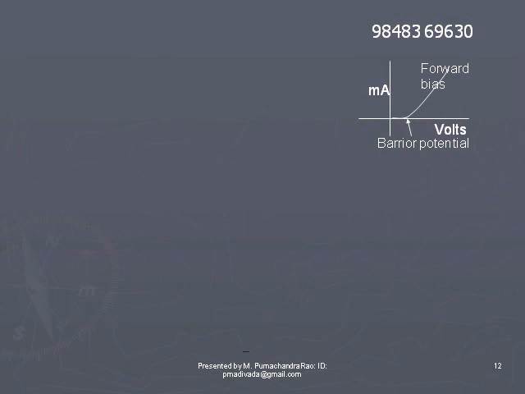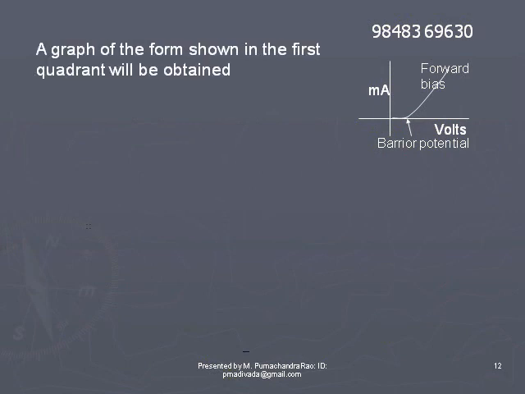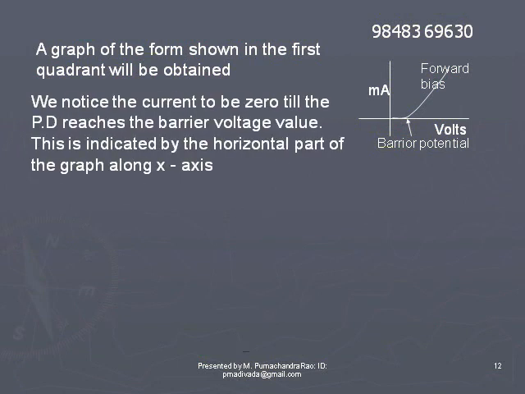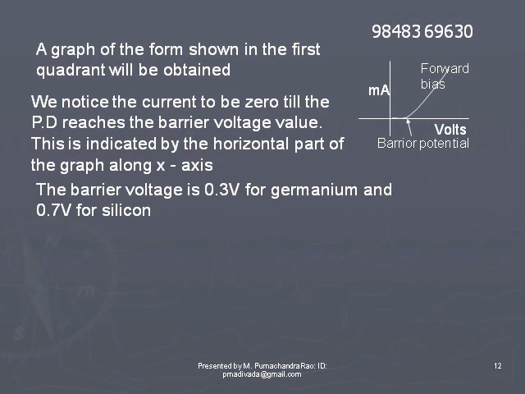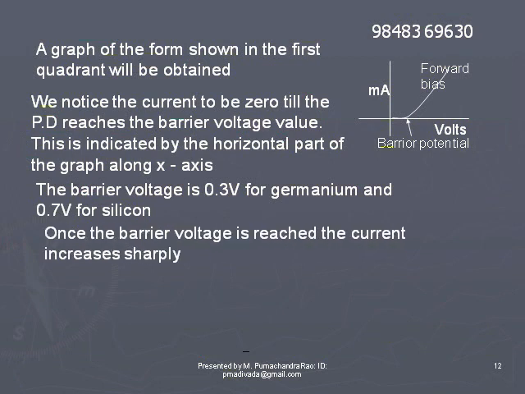Let us take the forward bias characteristic curve. It is confined to the first quadrant. The voltage is taken on the x-axis, in volts, and the current is in milliamperes on the y-axis. Now we notice the initial current to be 0. The curve coincides with the x-axis up to a particular voltage. That voltage is the barrier voltage. So until the applied voltage exceeds the barrier voltage, the forward bias current will be 0. The current starts flowing only when the applied voltage exceeds the barrier potential.